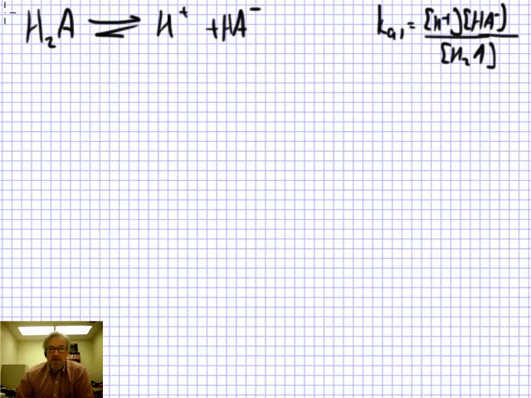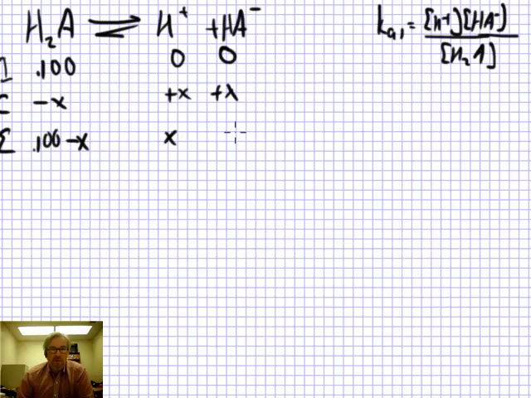We already have the reaction in place. Initial concentration: this is a 0.100 molar solution. If we start out before ionization, there are no products. The change is 1 to 1, so minus X, plus X, and plus X. At equilibrium, we now have 0.100 minus X and then X. This is becoming a really common pattern in a lot of these ICE charts.